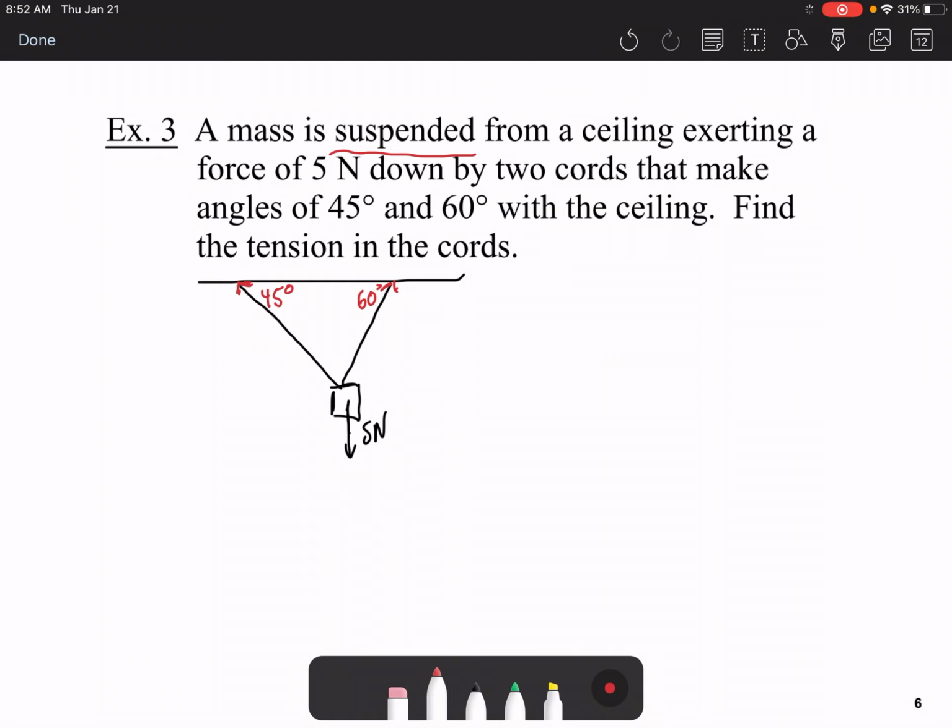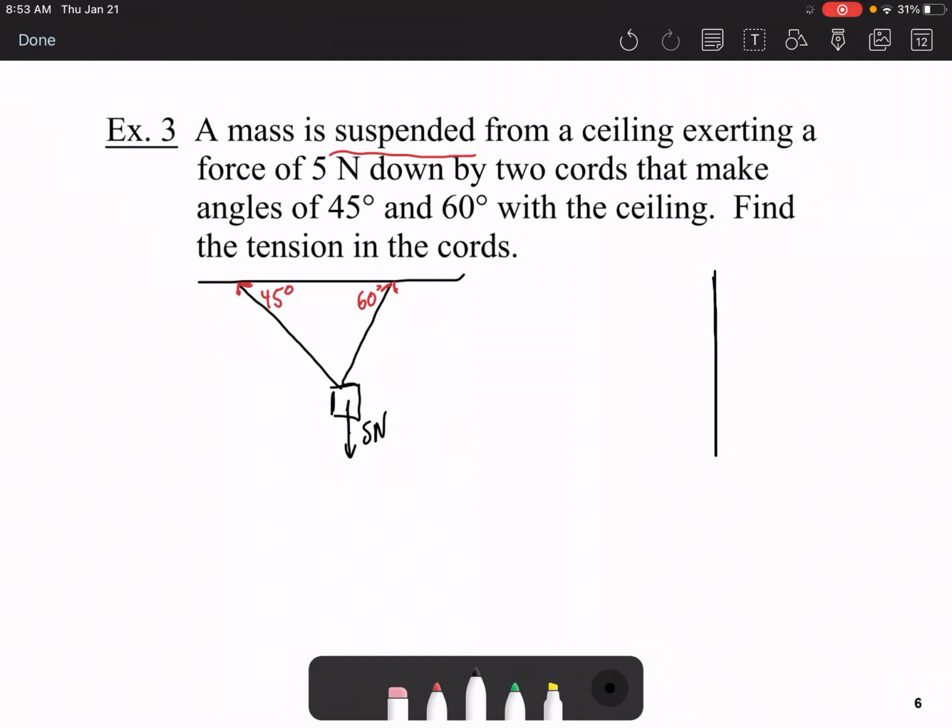Well, you'll notice right now these forces, all of these vectors, are actually headed in opposite directions from each other, or away from each other. This is not in a state of equilibrium. So what we need to do is rearrange these vectors so that they are in a state of equilibrium in order to calculate anything.